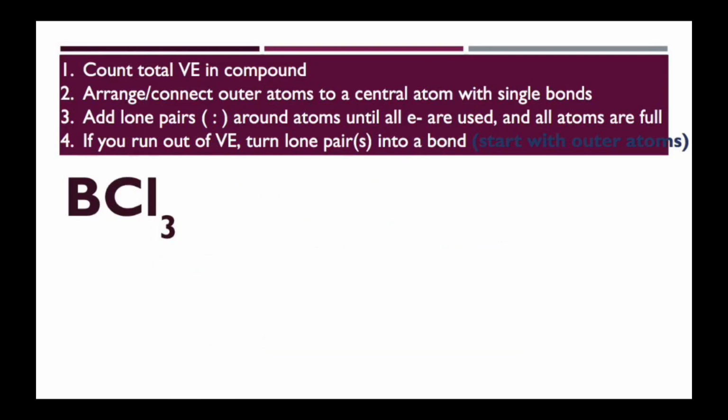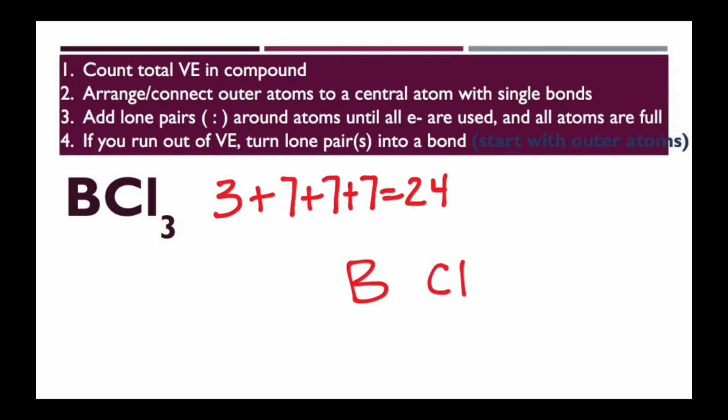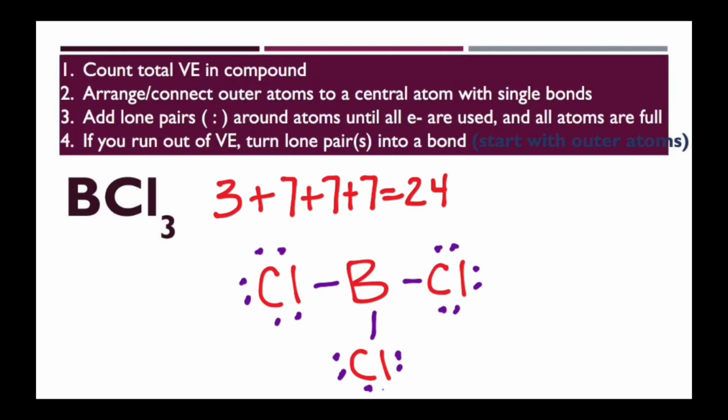Next we see boron trichloride here, and if boron brings 3 valence electrons and each of those chlorines brings 7, we have 24 electrons to work with. Boron is going to go in the middle with 3 chlorines around the outside, connected all together. That's 6 electrons, and that's all boron really needed around it. So I can add the rest of those 24 electrons around my chlorines. Now I've only used 24. Everyone is in fact full and happy.